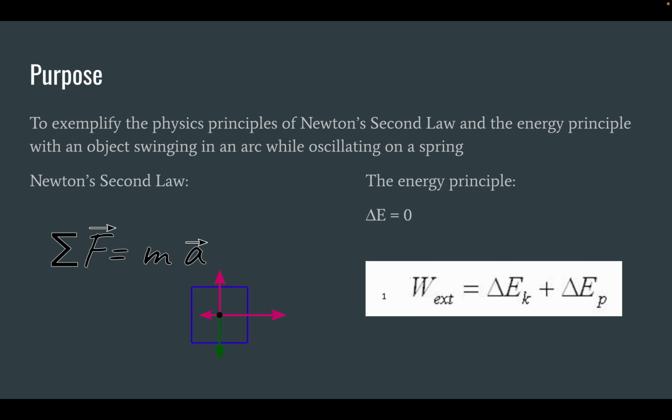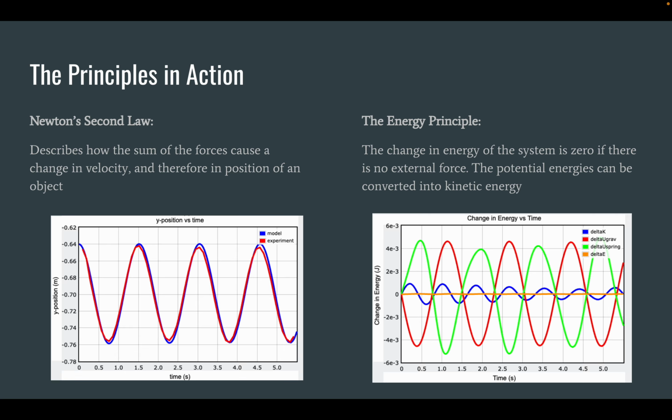So Newton's second law is F equals ma, and the energy principle is when there are no surroundings, the change in energy is always zero, and when there are surroundings, the work exerted by external surroundings is equal to a change in kinetic energy plus the change in potential energy.